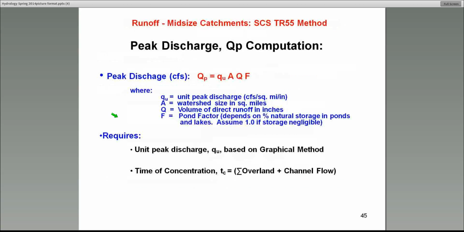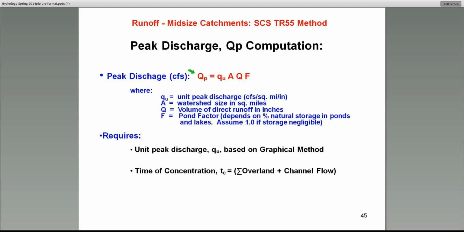Please work on problem number 4 there, and we'll now pick up how to compute the peak flow. Remember, I just told you that the most important thing is to calculate the peak discharge. The formula that the SCS TR-55 uses is given right here on this slide. It's a very simple formula. It's not that complicated to use. It has basically 4 variables on the right-hand side.